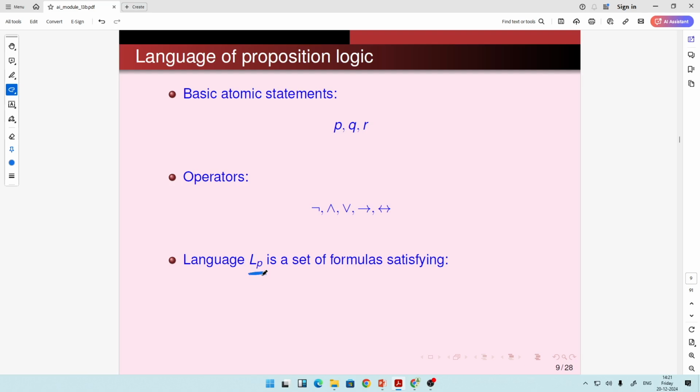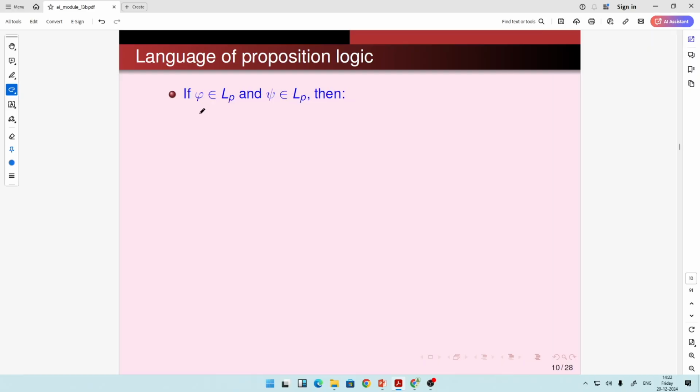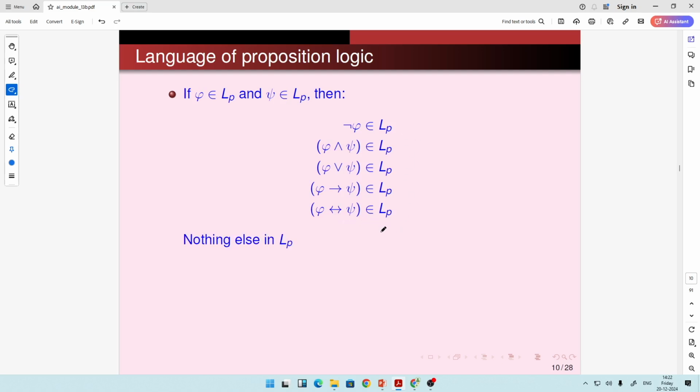And a language LP, we are going to define LP as a set of formulas that satisfies: P, Q and R belong to the language of propositions. Now, if phi belongs to the language of propositions and psi belongs to the language of propositions, then not phi, phi and psi, phi or psi, phi implies psi, and phi equivalent psi are also in the language of propositions, and apart from that nothing else is in LP.